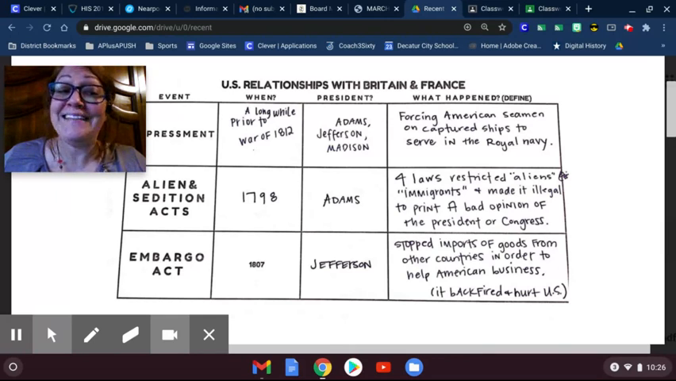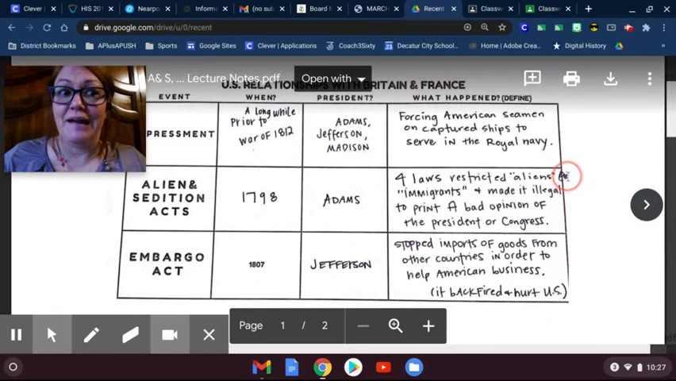The Embargo Act of 1807. Jefferson, he's the president. It had good intentions, and we're going to talk about all these in just a second, so I'm just defining them. It stopped imports of goods from other countries in order to help American business. It backfired, and it's going to end up hurting the United States. Sadly, they didn't think about the effects of what it would have.